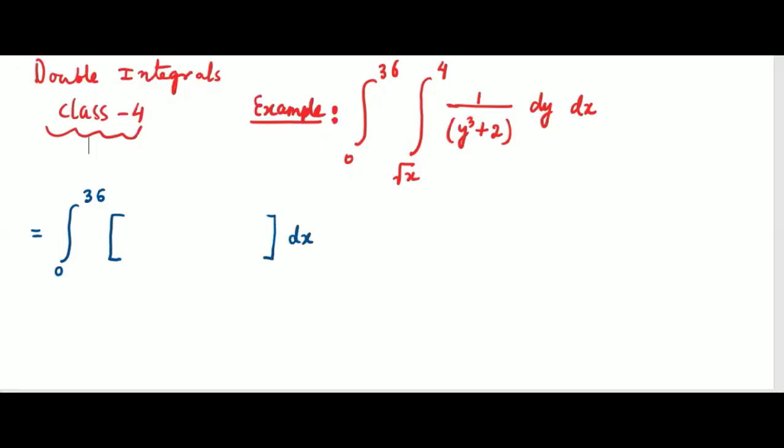X limits are 0 to 36 and you need to integrate from square root of x to 4, 1 upon y power 3 plus 2, dy. It's tough to integrate this one. We are not studying integration in depth in this course, because you can go deep and solve a lot of problems. You can master integration, but that's not required. So we'll not go to this one. Power 3 is there, 2 is there, and it might be a bit long. We have the partial fraction method and other methods you need to use.